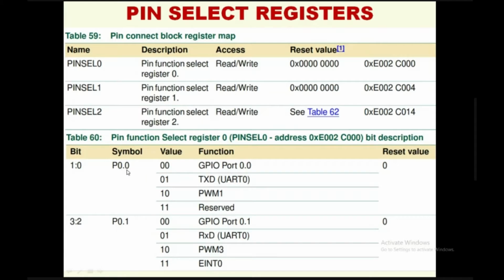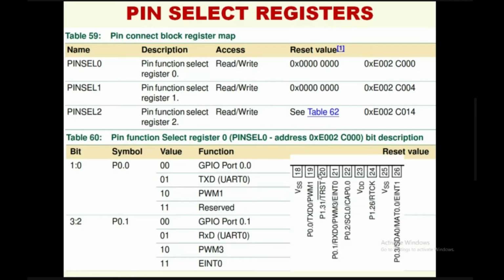Here, port 0.0 pin, P0.0 pin, as we see here clearly. Whether this 0.0 pin is acting as a GPIO port or it can be used as a transmit pin or PWM1 pin is chosen by the 0th bit and first bit of pin cell register 0. So when the 0th bit and the first bit of pin cell register are 00, the P0.0 can act as GPIO. When it is 01, it acts as TXD. When it is 10, it acts as PWM1. When it is 11, it is reserved.